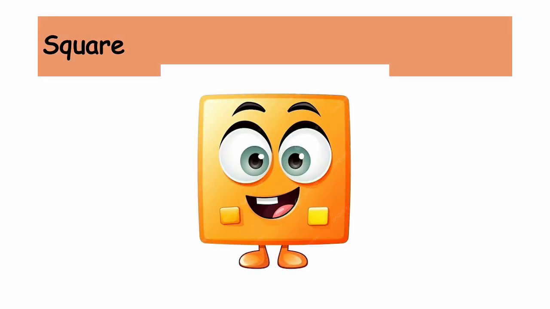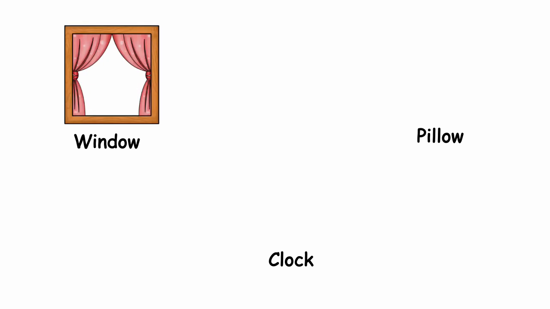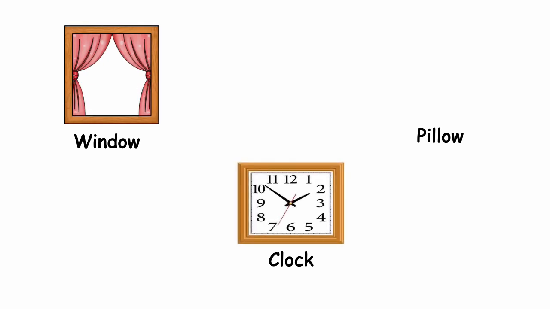Four equal sides and four corners. Can you see? This is a square. What objects can you see? Window, clock, pillow.